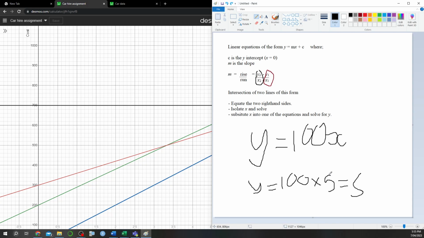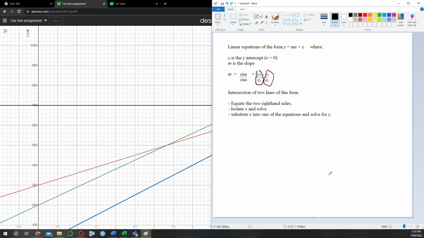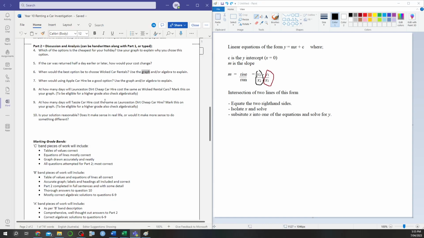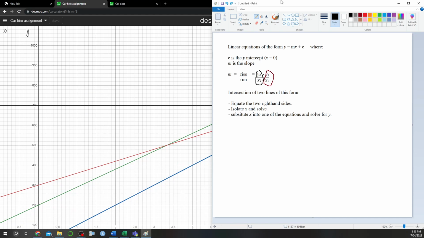What isn't trivial is being able to find points of intersection by hand, with algebra. Let's have a look. I'm going to pick a random one. I'm not going to give away the questions. You do need to put the work in and then check with your teacher, myself, if you've done this correctly. Then back to this one.